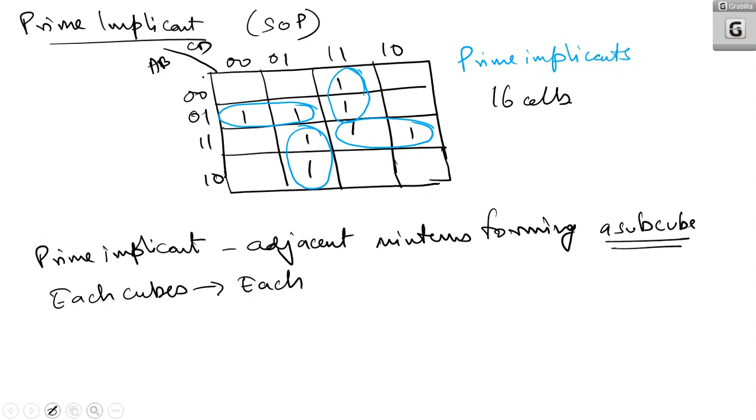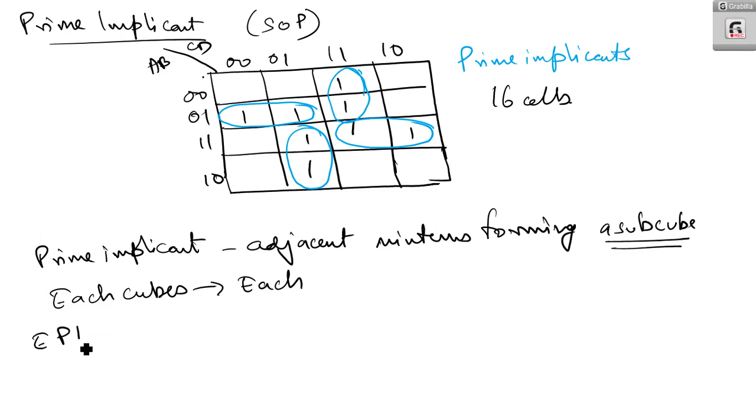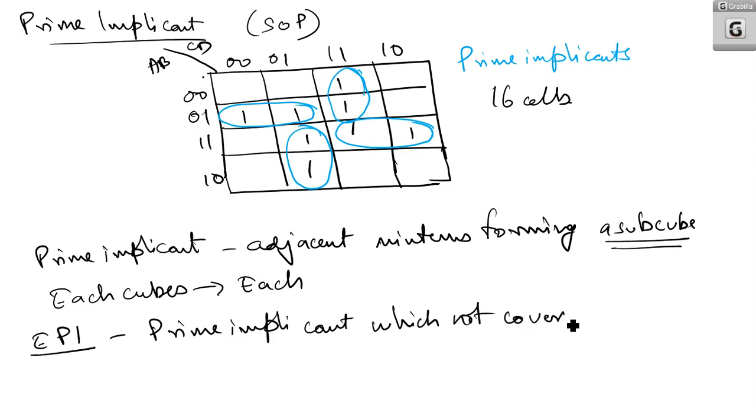Okay, now coming into essential prime implicant. Next one is essential prime implicant or EPI. An essential prime implicant is a prime implicant which is not covered by any other prime implicants. It is not covered by any other prime implicants.